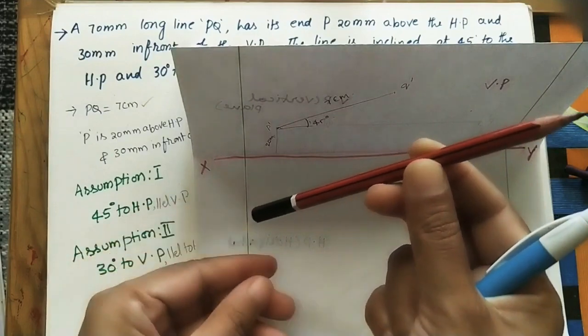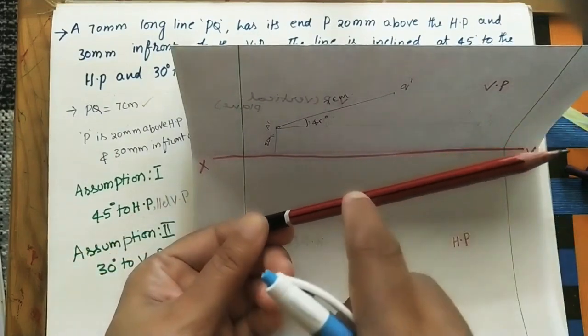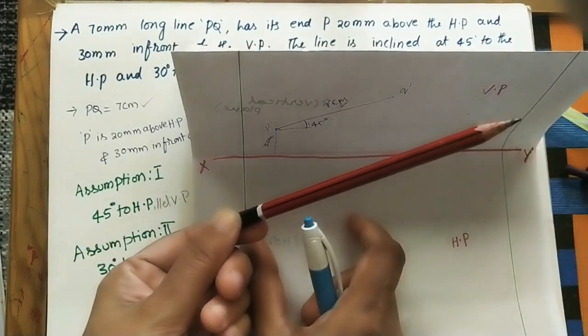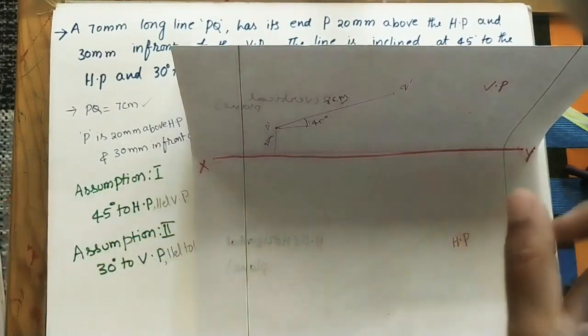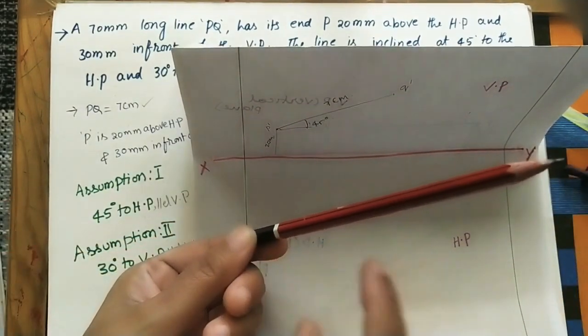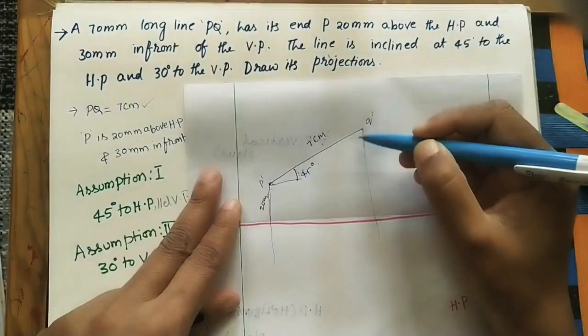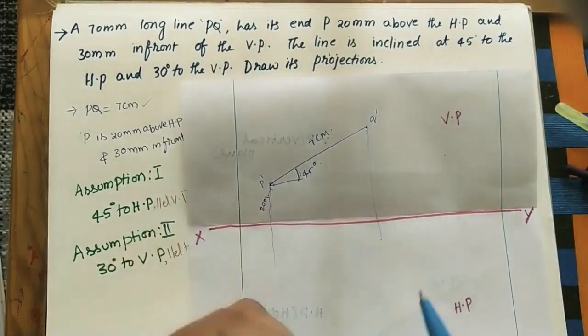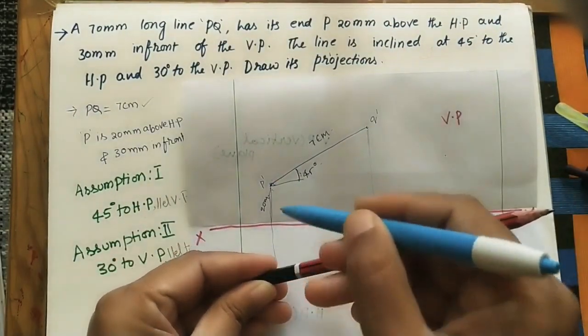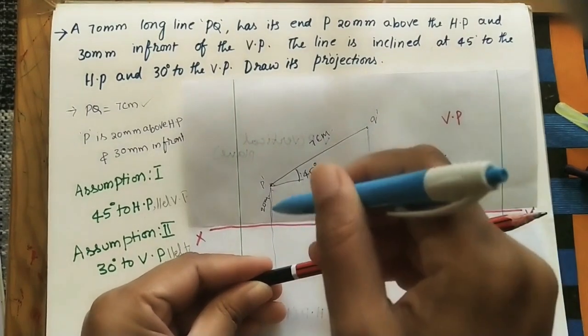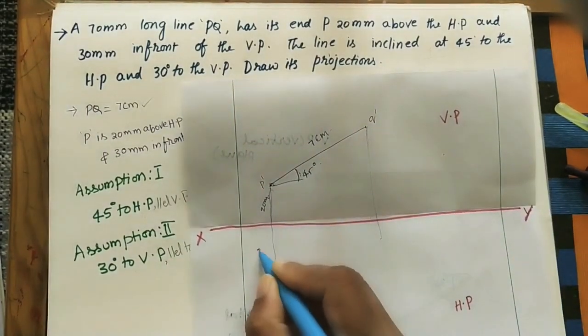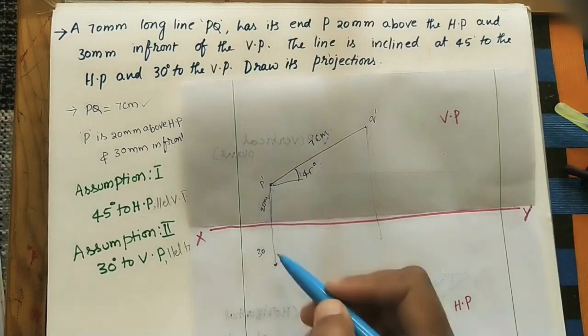Now here we have to do the top view. In the top view we can see the inclined line looking like a horizontal line. So this horizontal length is less than the true length. Here we have to do the projector lines. How much distance from the vertical plane? It is 30 mm. So at 30 mm we have to get the top view.